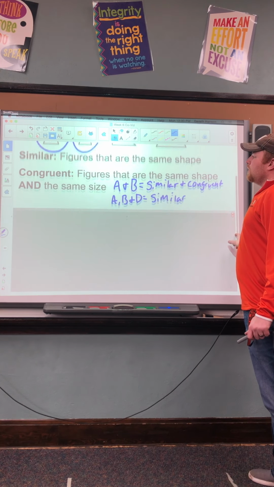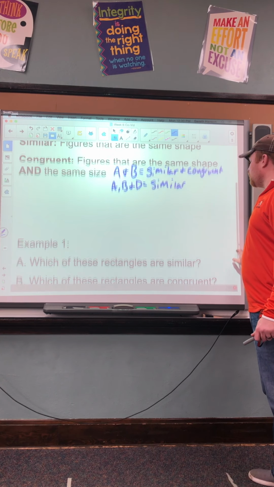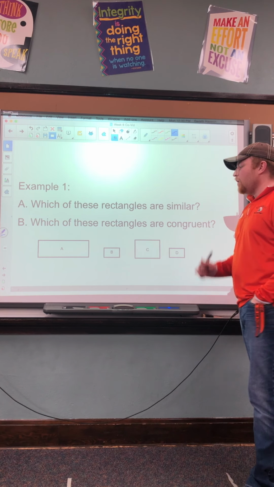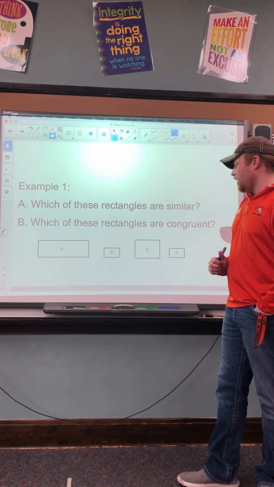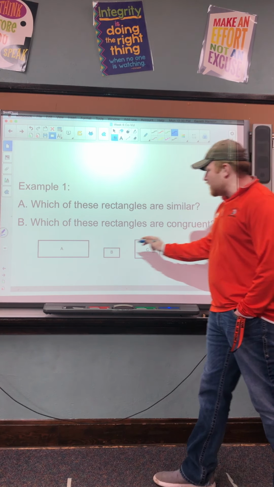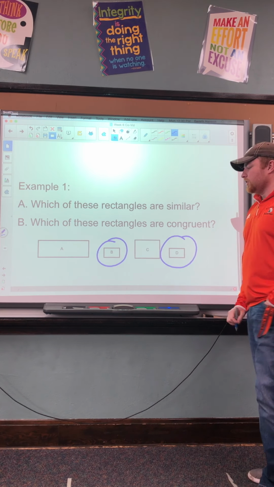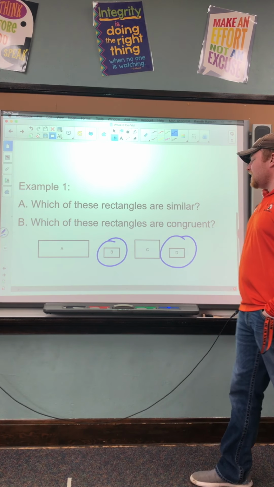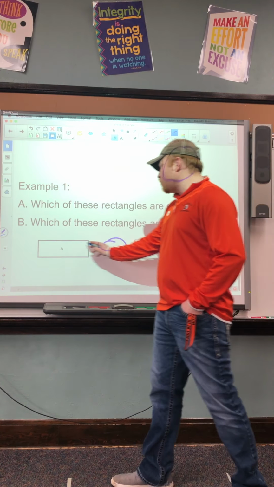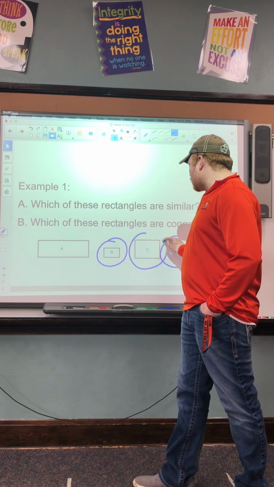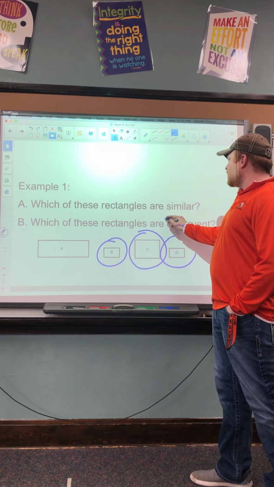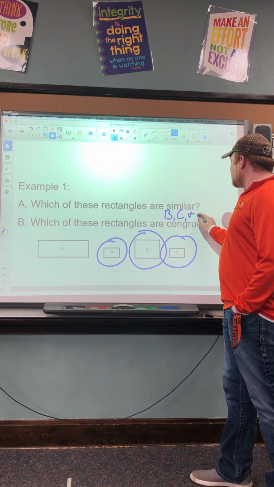That's today's lesson. So looking at the only example we're going to be covering, example 1: which of these rectangles are similar? Which ones are the same shape? It's pretty easy. You could say B and D are similar. Now you're looking at A and C. Does A look anything like B or D? I would say no. The length is way longer. C is closer to B and D. So your rectangles that are similar are B, C, and D.